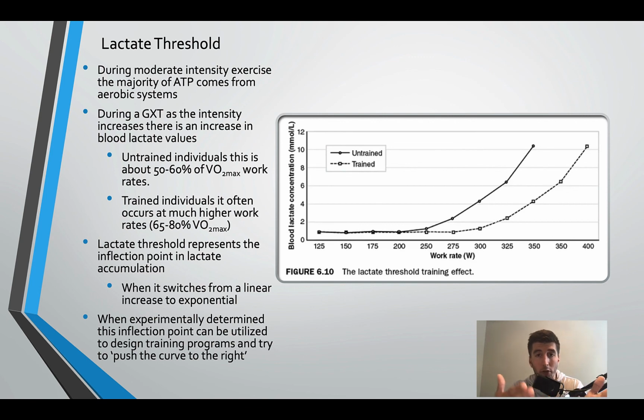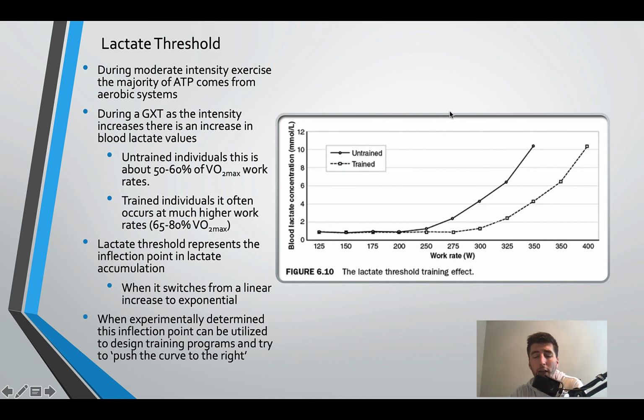Another concept that you really start to see with these graded exercise tests, or it doesn't even have to be a graded exercise test, it can be a different type of exercise test, is a lactate threshold. If you remember, in glycolysis we talked about pyruvate going towards acetyl-CoA. Well, there's actually a different fate of that pyruvate that we will talk about. But essentially, a lactate threshold is this inflection point that occurs in the accumulation of a molecule called lactate.